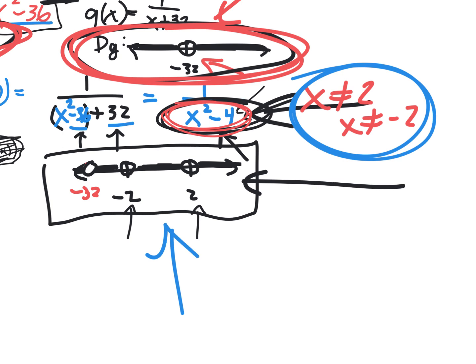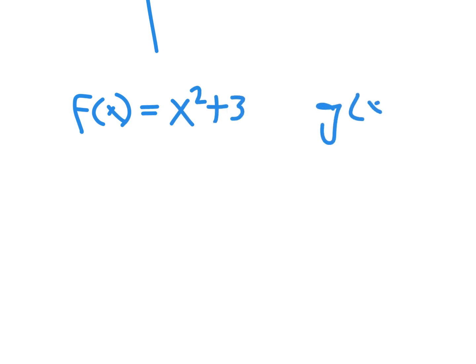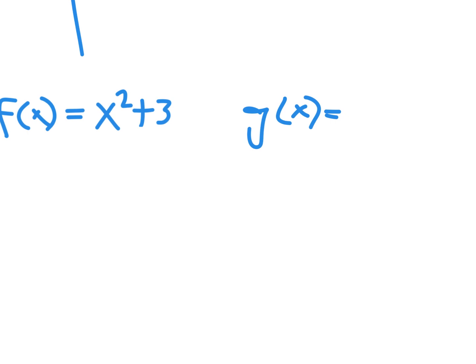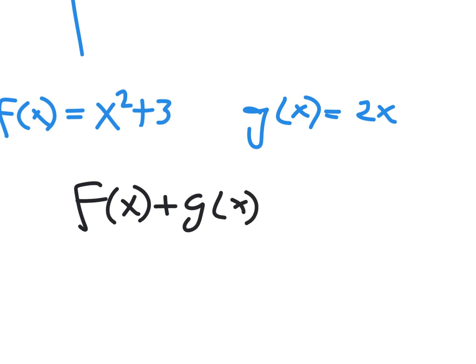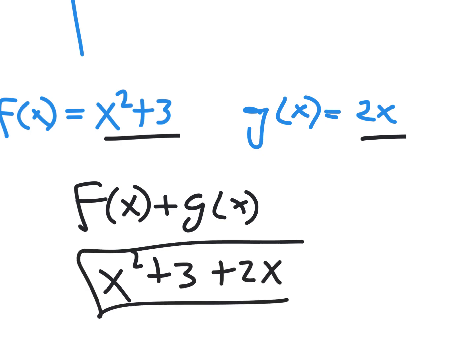Okay, the other part is just adding functions, which is so easy. So your homework is going to ask you to take f of x is x squared plus 3, and g of x is 2x. And they're going to say, what happens if you take f of x plus g of x? It's so easy. You just take that plus that, and that's it. You just add them together. x squared plus 3 plus the 2x. That's it. The only thing you have to do is simplify it.